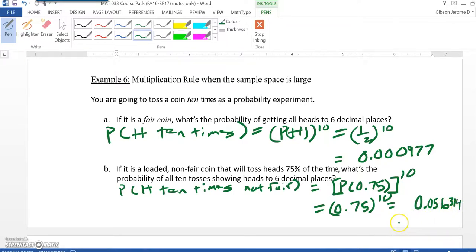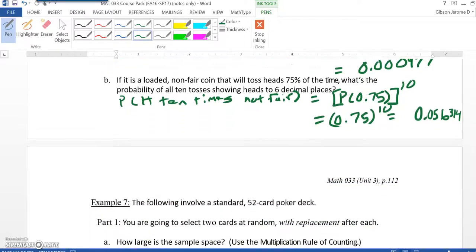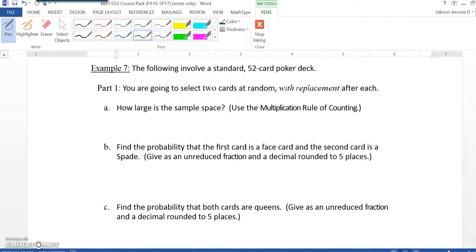And that is the final answer. Now, we move on to the last page, which is example 7. And it says the following involve a standard 52 card poker deck. Part 1. You are going to select 2 cards at random with replacement after each.